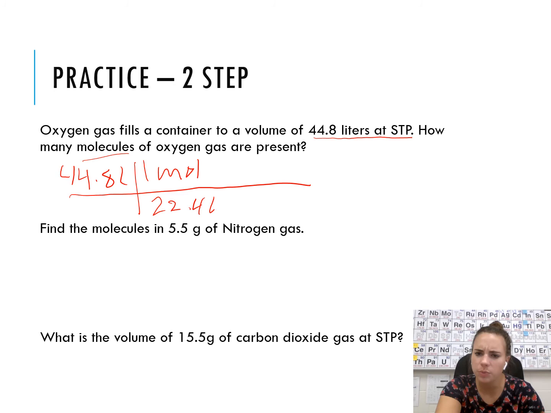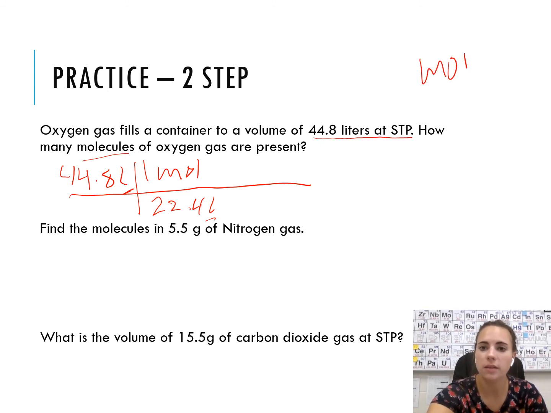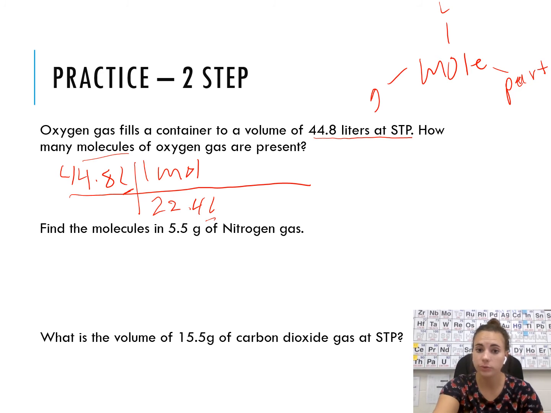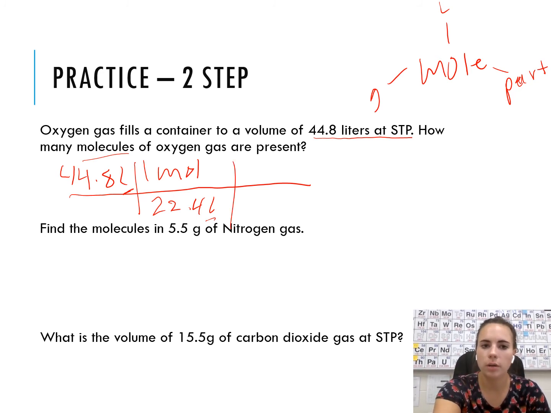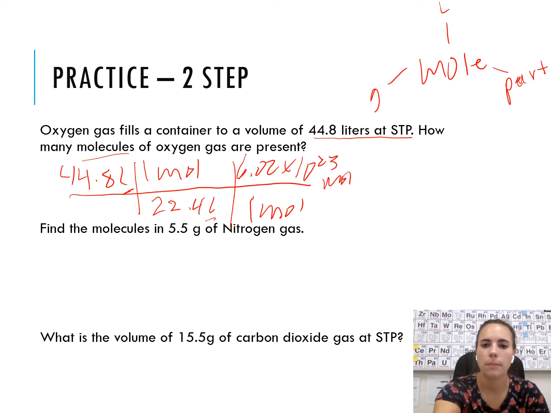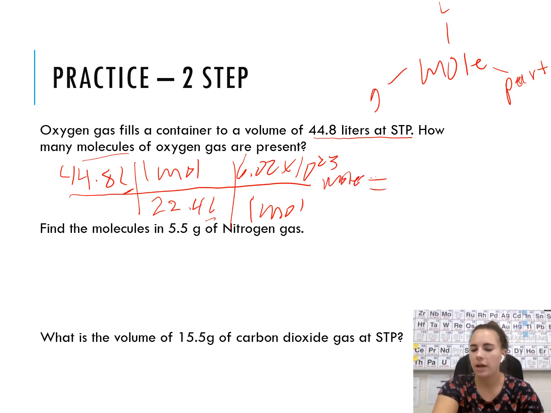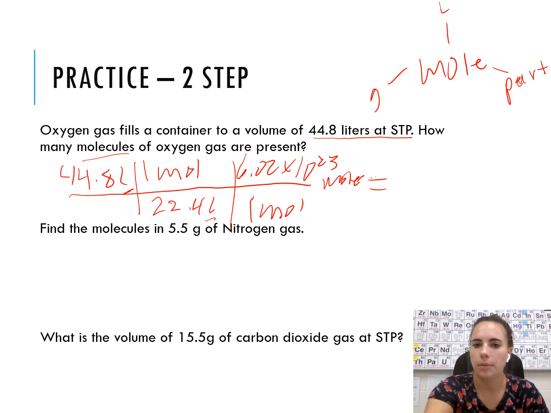How did I know to use 22.4 liters? Because my unit here was liters, so I have to have liters down here. And I have to go to a mole because the mole is my thing that's in the middle that allows me to go between liters, grams, or particles. So I know I have to convert to moles. Now I'm in moles, but it wanted molecules. So I know that 1 mole is equal to 6.02 times 10 to the 23rd molecules. Multiply across the top, divide by the bottom, and I'm going to get 1.20 times 10 to the 24th molecules of oxygen gas.